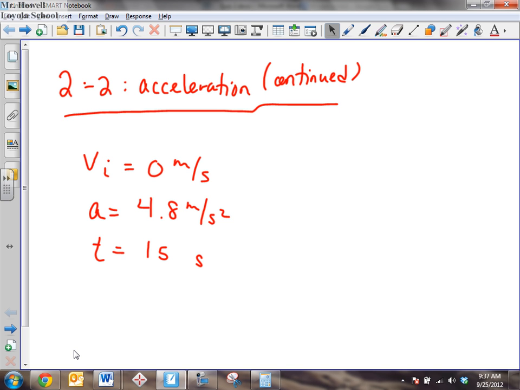So this is the kind of problem we're looking at here. We want to know what is the velocity when it lifts off, and how long the runway is going to be.